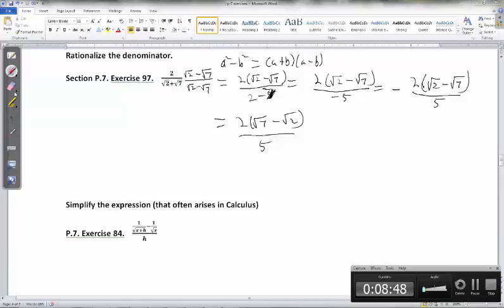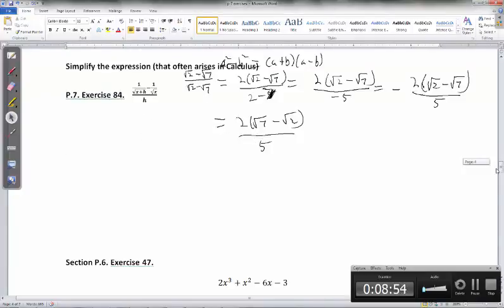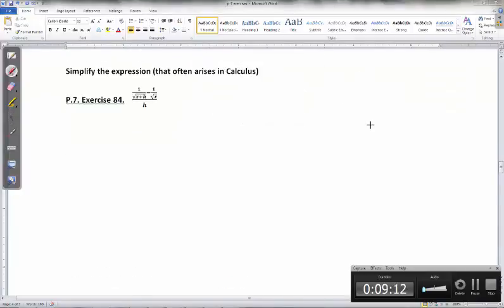This last problem we're going to look at from this section is kind of a tricky problem. This is an expression that often arises in calculus, and we're going to do some interesting things to it to try and simplify it. First off, oh, I forgot. I'm sorry.